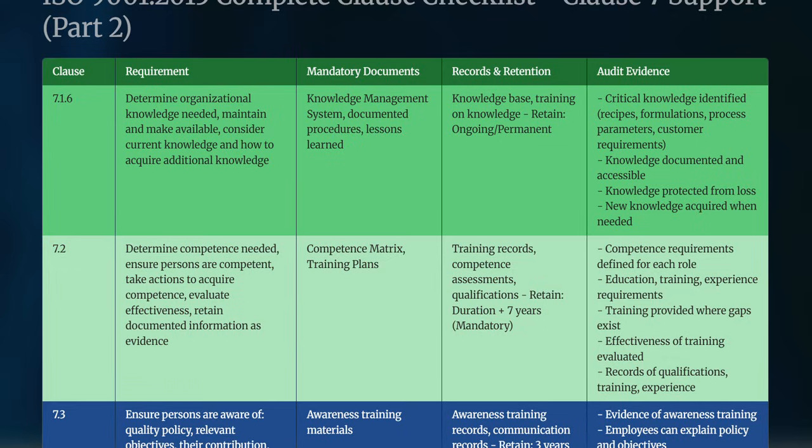During the audit, you need to present the evidence, including competence requirements being defined for each role, education, training, experience requirements, training being provided where gaps exist, effectiveness of training being evaluated, and records of qualifications, training and experience. Those are the evidence to meet the requirements of clause 7.2, and also note that every evidence we mention is an example of the requirements. So evidence are examples of what the requirement means.